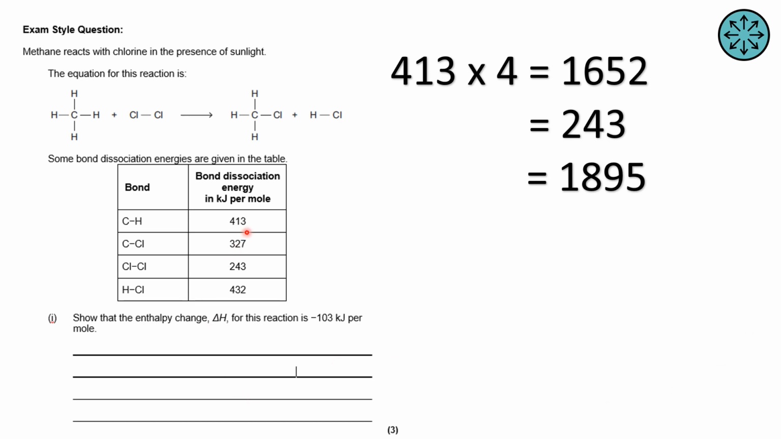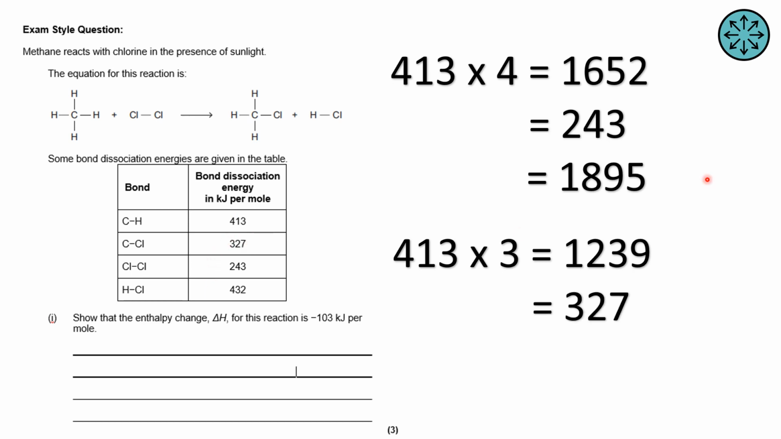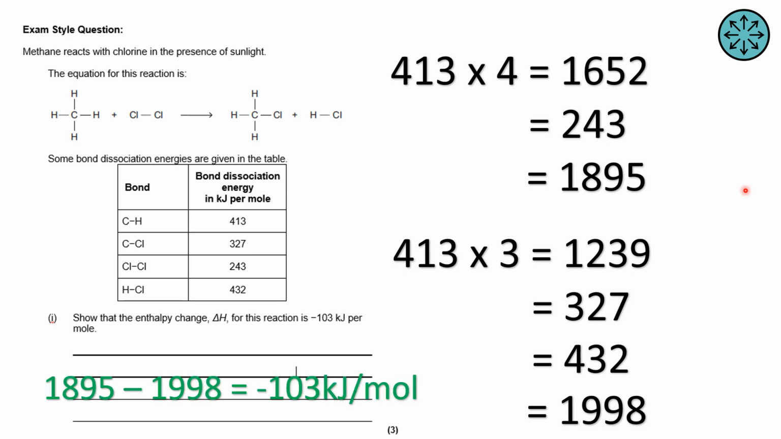Okay, on the product side, at first glance, that looks exactly the same, but it's not. Okay, so be careful, we've got a chlorine to carbon bond there. So we've got 1, 2, 3 hydrogen to carbon bonds. So that's 1,239. I've got 1 carbon to chlorine bond, which is here, 327. And I've got 1 hydrogen to chlorine bond, which is 432. Okay, do that equation. So there you are, 1,998 added together. Okay, so then we take reactants from products, giving us minus 103 kilojoules per mole.